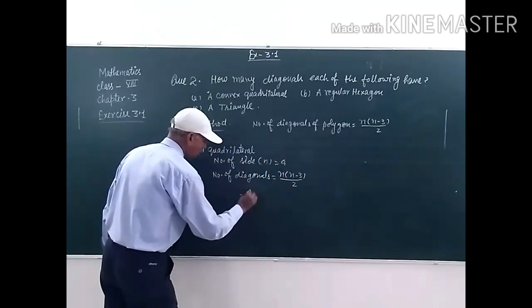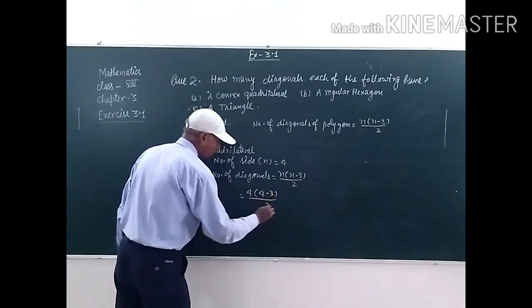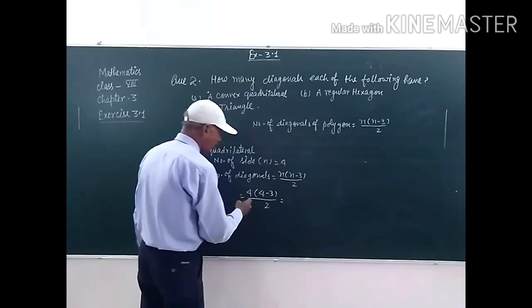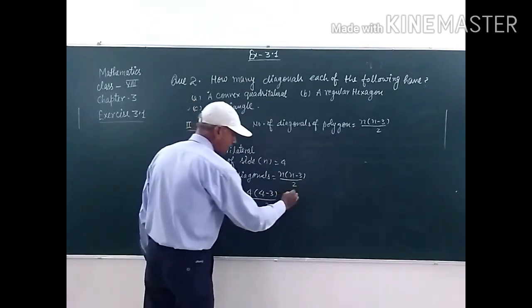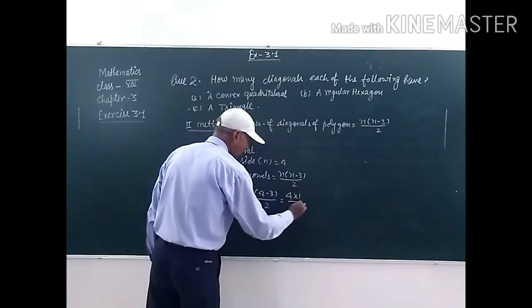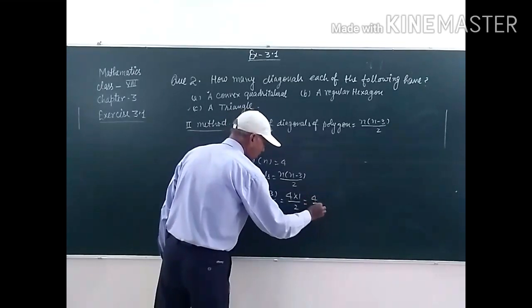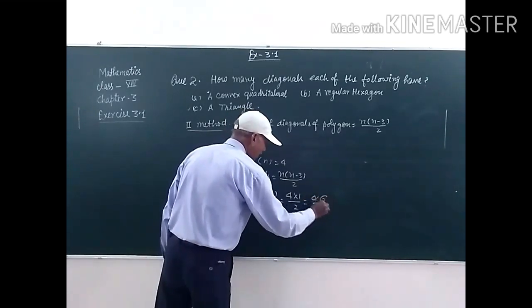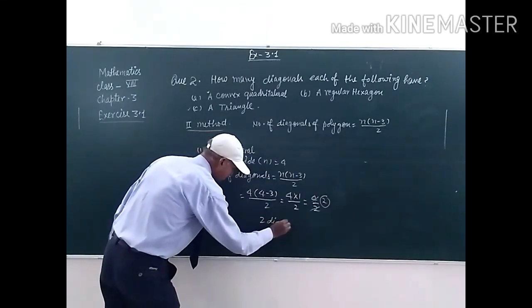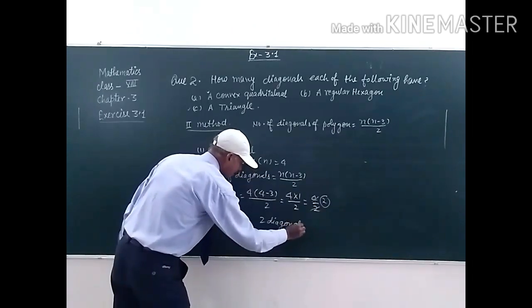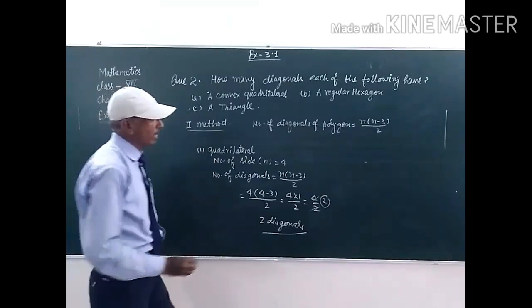So this one, 4 into 4 minus 3 by 2. 4 minus 3, student, will be 1. So 4 into 1 by 2. This will be 4 by 2, so this will be 2. 2 diagonals. Clear, student? In the quadrilateral, there will be 2 diagonals.